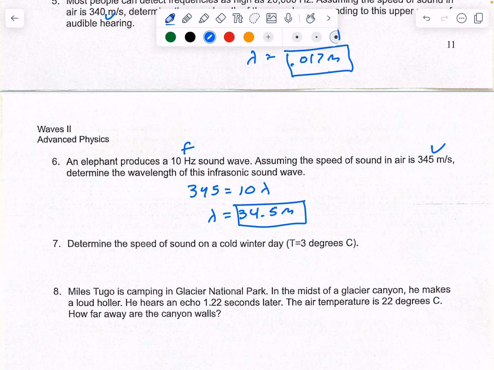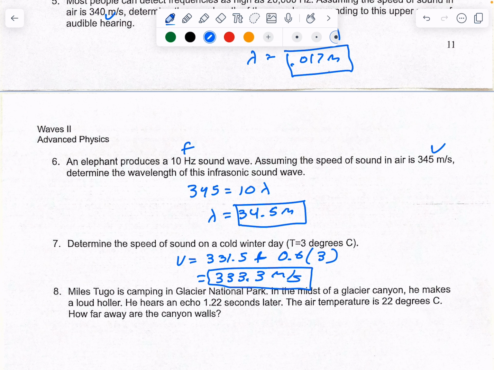Number 7, determine the speed of sound on a cold winter day. Temperature is 3 degrees Celsius, so V equals 331.5 plus 0.6 times 3, and you get a velocity of 333.3 meters per second.